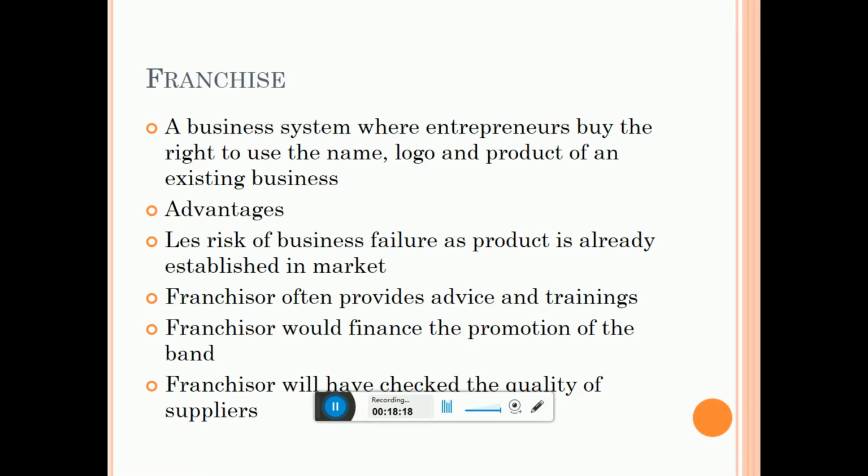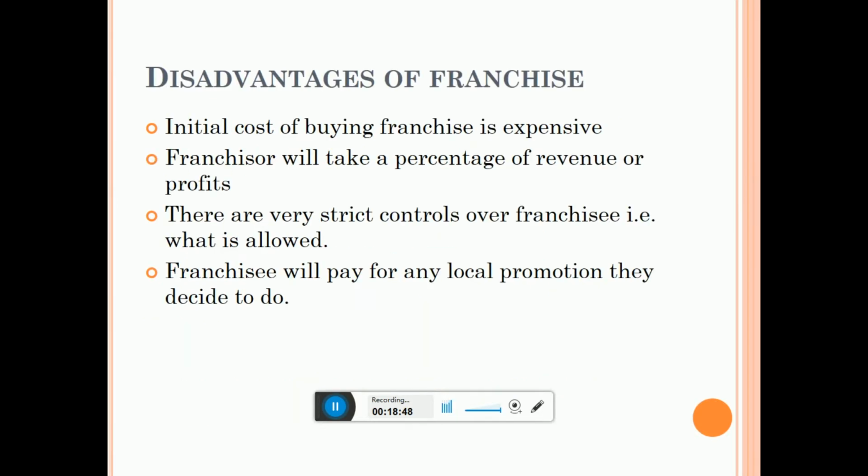The third is that the franchisor would finance the promotion of the brand. So the franchisor, the one who is giving the rights, will finance the promotion of the business, obviously, because the business is his own. The last is that the franchisor will check the quality of supplies. The supplies would be suggested by the franchisor to the franchisee, and he will check their quality so that there is nothing which might reduce the quality of the product.